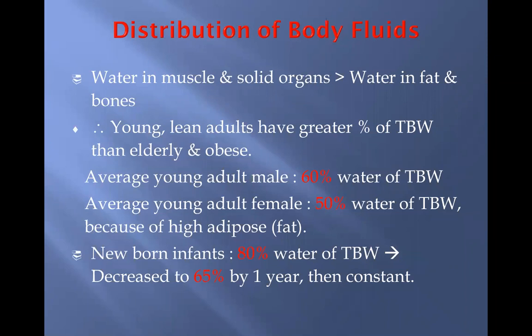A newborn infant consists of about 80% total body water, and this percentage decreases to 60% by 1 year, and then remains constant at 60%.